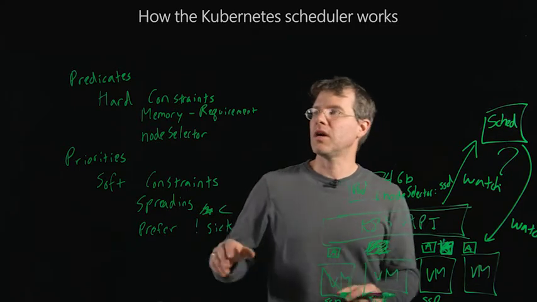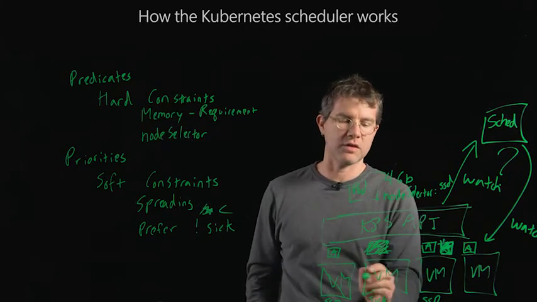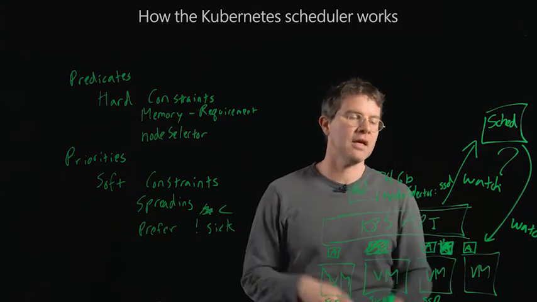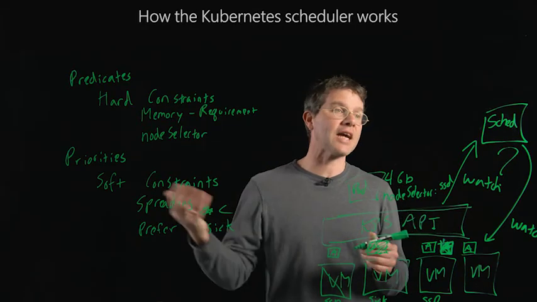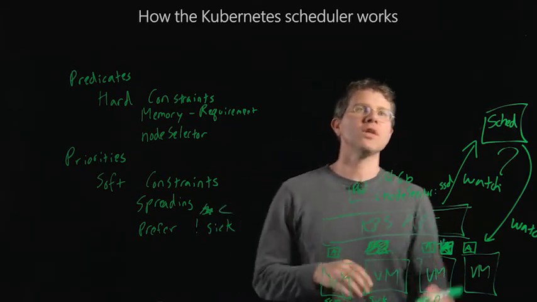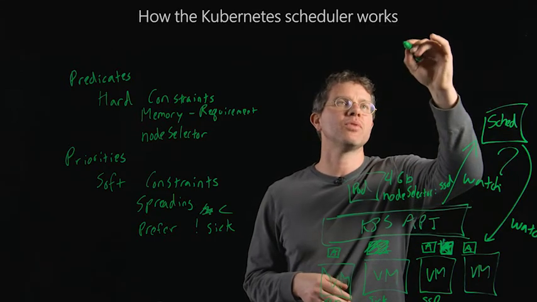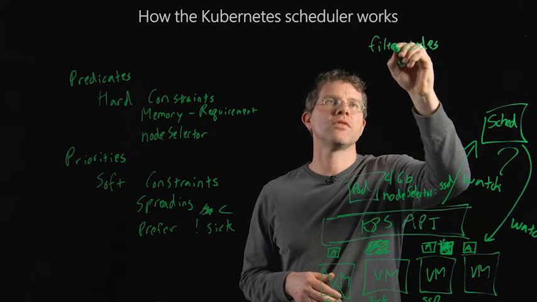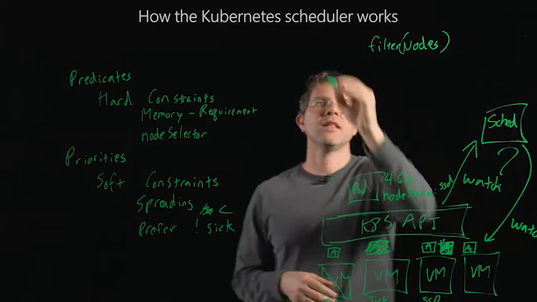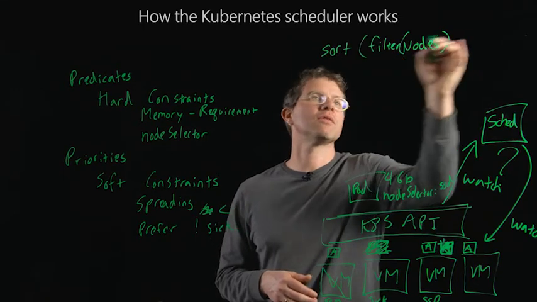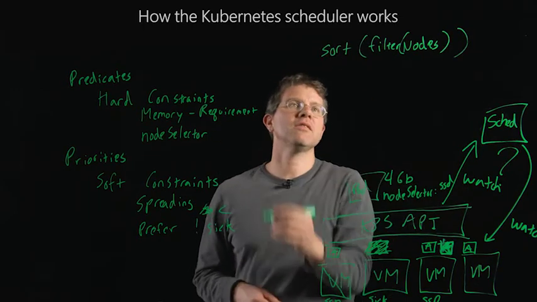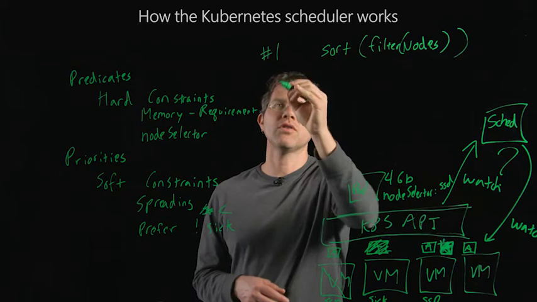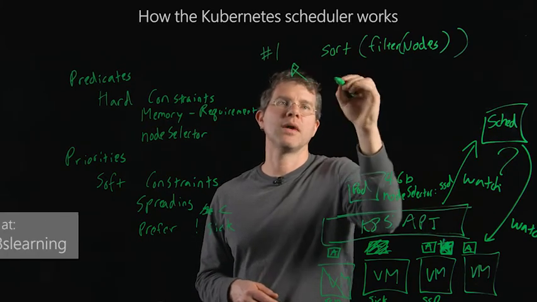Ultimately, it's this mixture of predicates that eliminate whole machines from consideration and priorities which give you the relative value of the different machines that indicate where the container is actually going to be scheduled. And in fact, the way that this works is, if I start out with a complete list of nodes, I'm going to filter those nodes by the predicates. Then I'm going to sort those filtered nodes by the priorities, and then ultimately the number one node that comes out of this sort is going to be the place where I schedule my container.